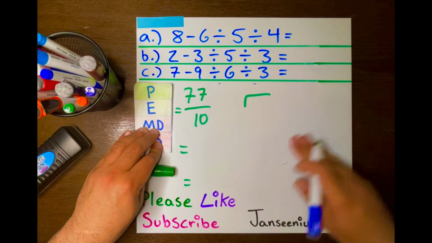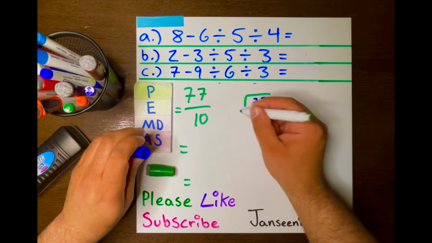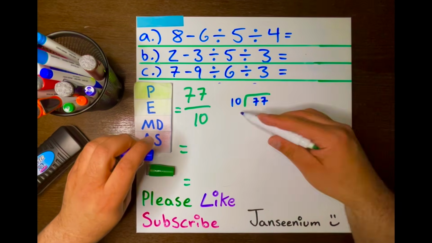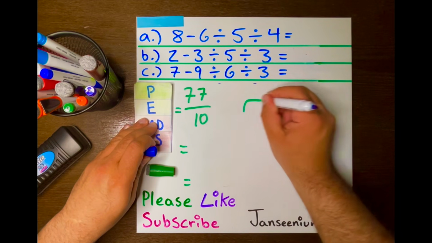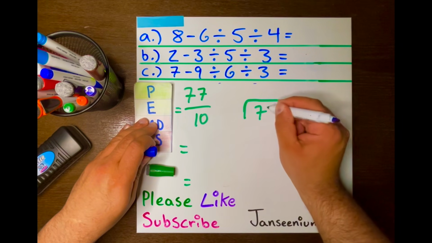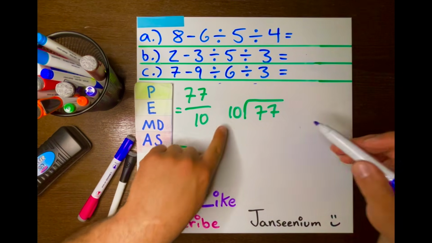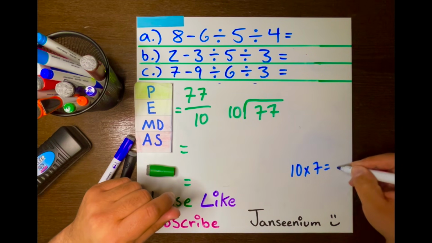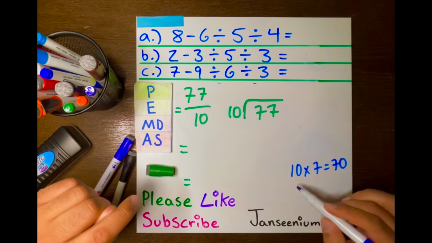And the 77 goes inside the long division symbol, that is called the dividend. And the 10 goes outside the long division symbol, that is called the divisor. So how many times can 10 fit into 70? Let me write that a little bit larger. So 77 and 10, and I'll use blue. So I know that 10 times 7 equals 70, so we're getting close to 77.